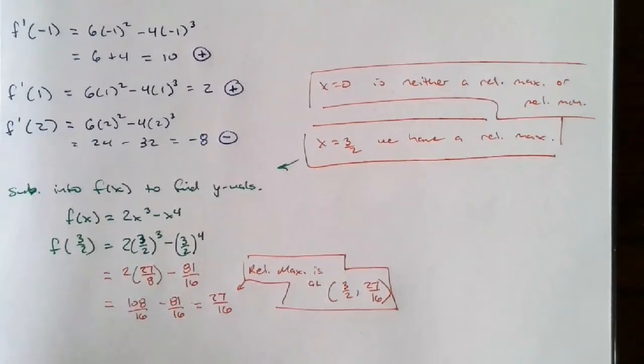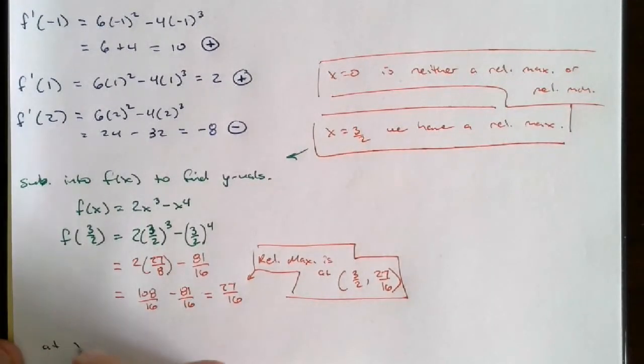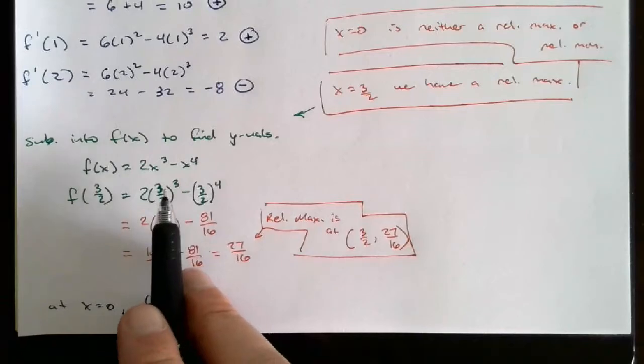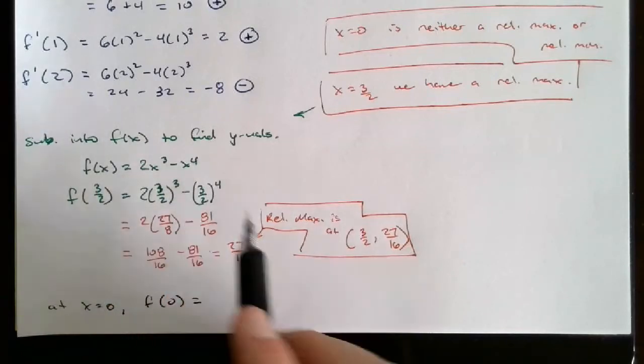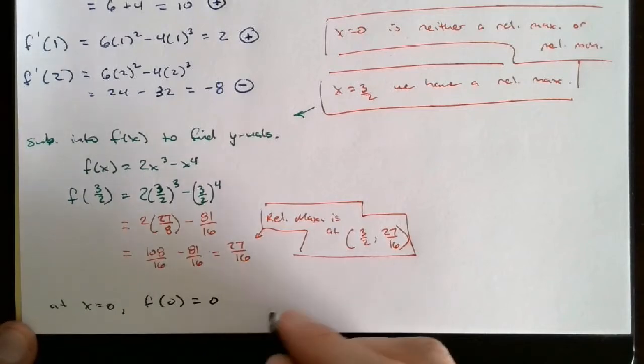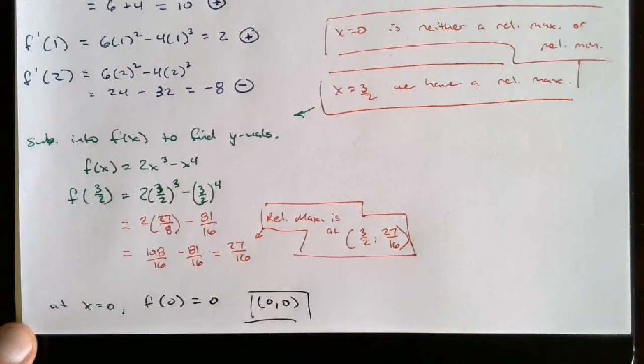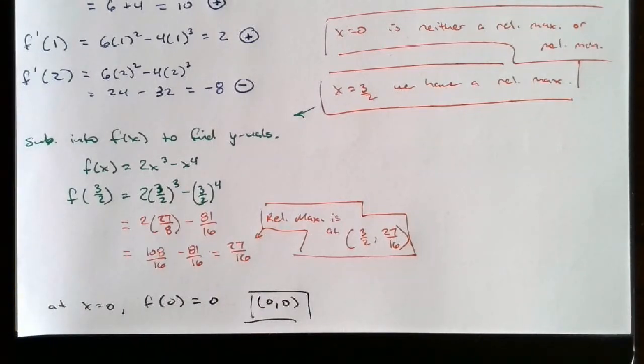Since we already know we have x equals 0, you might as well find the y value that goes along with it. So add x equals 0. F of 0 would equal what? Well, it's going to be 2 times 0 cubed minus 0 to the fourth. It's all going to be 0. So we know that at x equals 0, f of 0 equals 0. So we have the point (0, 0). But all we know is that that is on the graph. It's not a relative max or a relative min. It's neither, and that's okay.